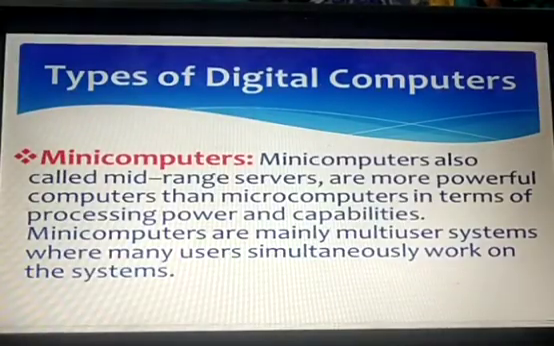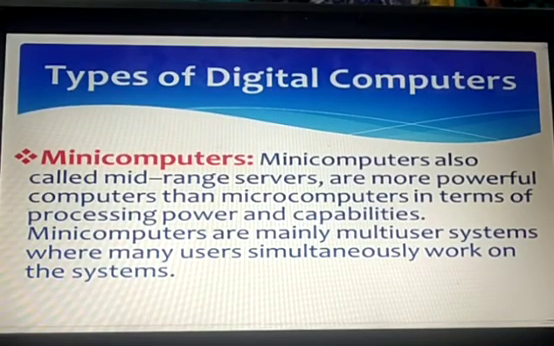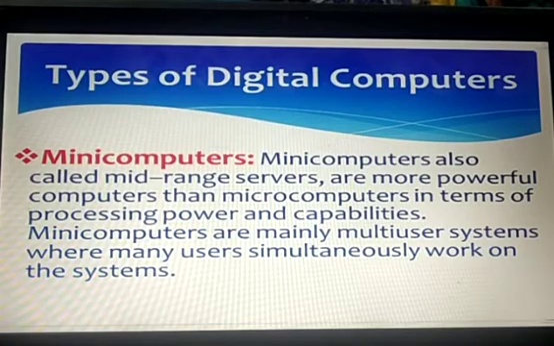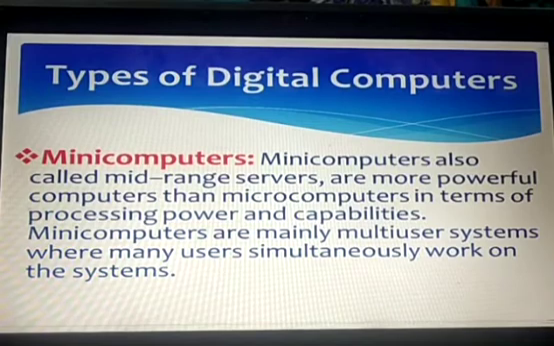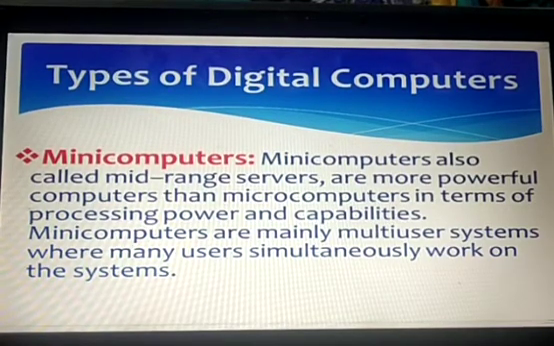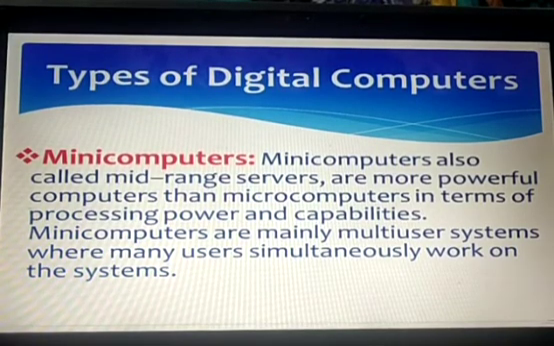minicomputer. Minicomputers, also called mid-range servers, are more powerful than microcomputers in terms of processing power and capability. Minicomputers are mainly multi-user systems where many users simultaneously work on the system. They possess greater storage capacity and larger memory as compared to microcomputers. These are even capable of handling more input-output devices. A minicomputer fills the space between mainframe and microcomputer and is smaller than the former but larger than the latter.